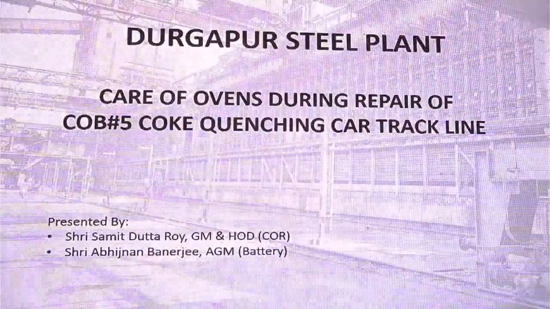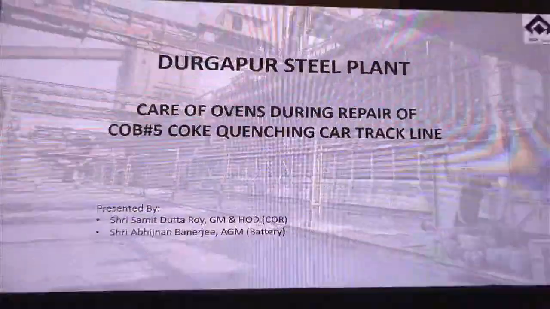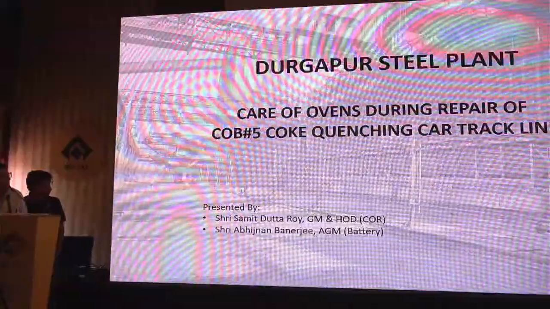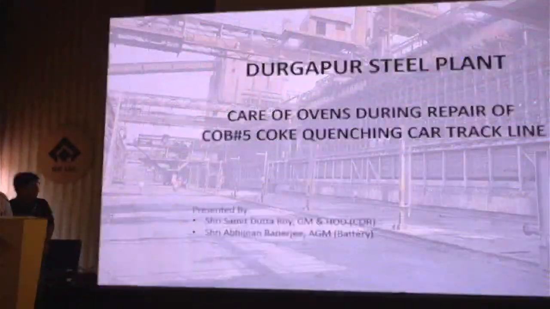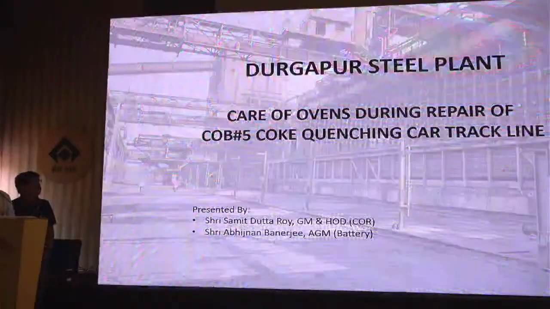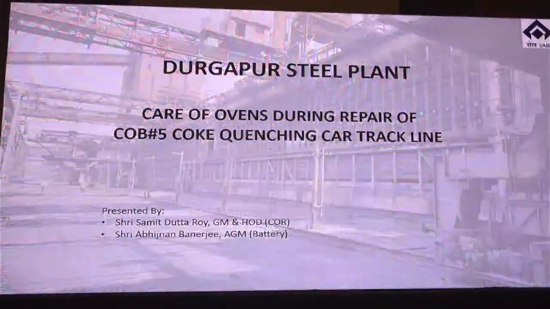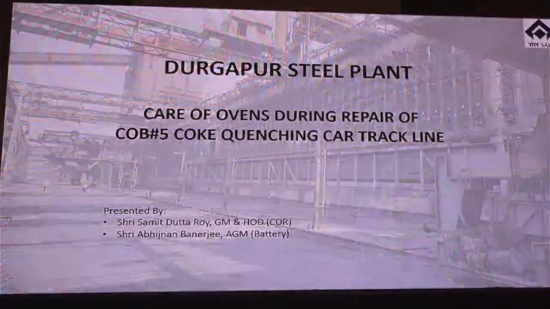Today we are going to present a very specific case study that we had just in the month of April. We had to repair our battery 5 quenching car track and a section of that, and for that period some of our ovens went out of circulation. How we managed the issue, we are going to show in this presentation.